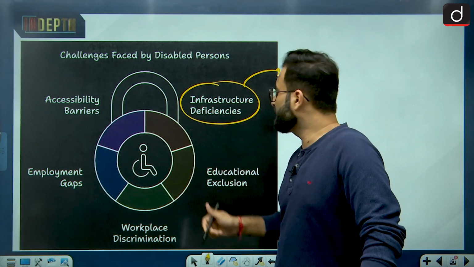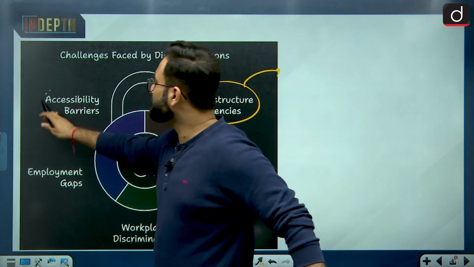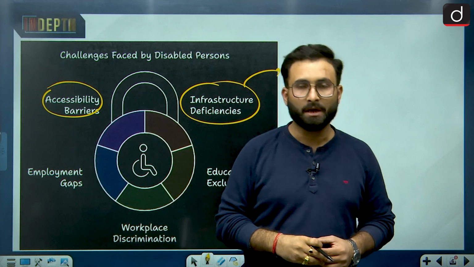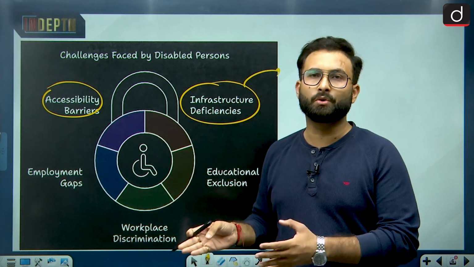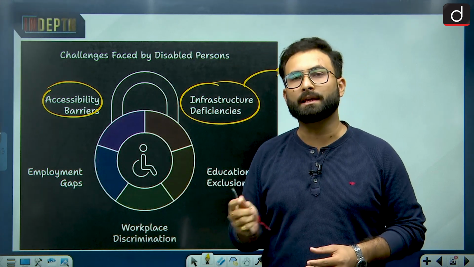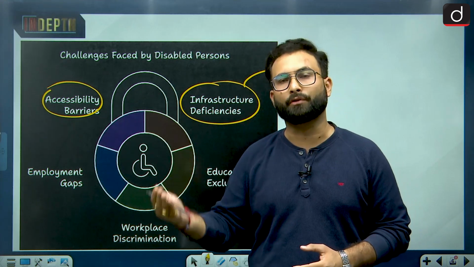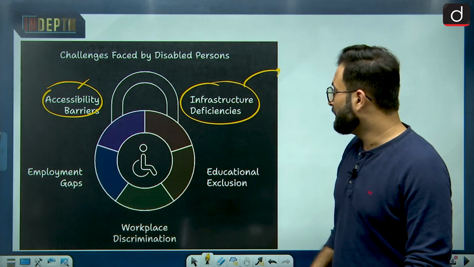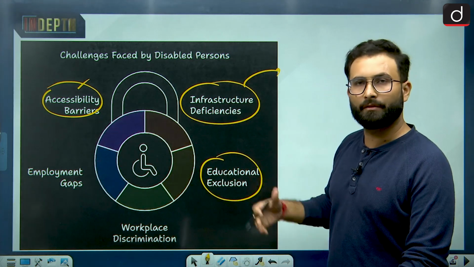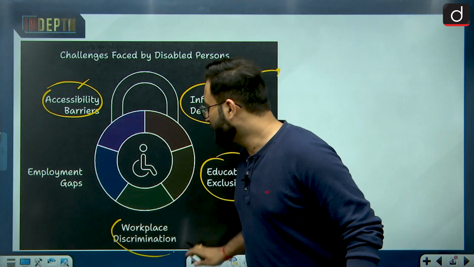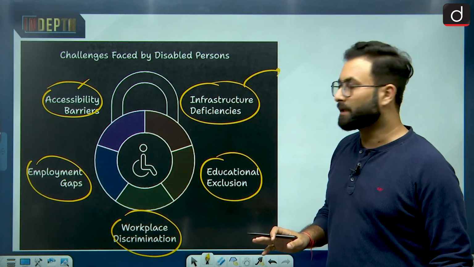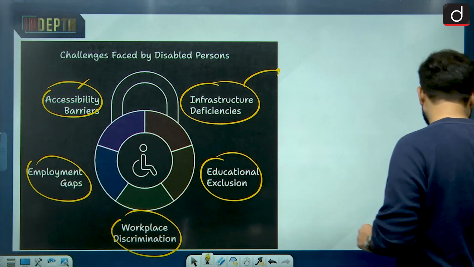The second thing is accessibility barriers. Let's say there is a similar example: there is no ramp, and a person who is using a wheelchair, how will he get access to any kind of office or premises? That is the accessibility barrier. Educational exclusions, we will be talking about that in detail. Workplace discrimination and the employment gap are all related to each other. Now let's see this in detail.